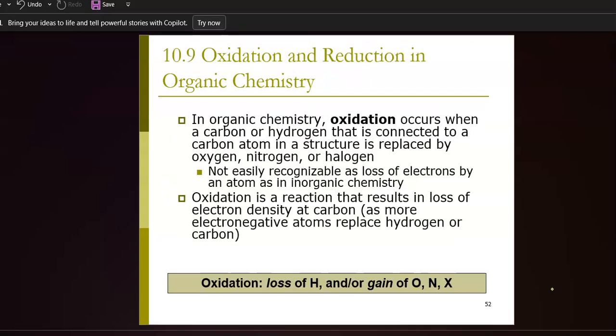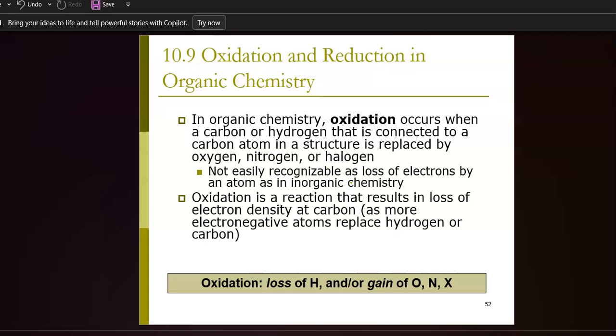Then finally, in this chapter, we are talking about oxidation and reduction in organic chemistry. So we will deal with a lot of reactions in future where we will see oxidations and reductions. In organic chemistry, oxidation occurs when a carbon or a hydrogen that is connected to a carbon atom in a structure is replaced by oxygen, nitrogen, or halogen. So that means you are reducing the number of carbon-hydrogen bonds, but increasing the number of carbon-oxygen or carbon-nitrogen or carbon-halogen bonds.